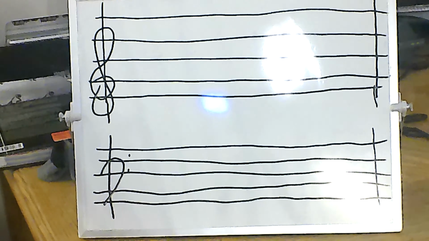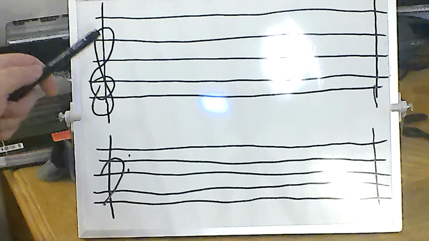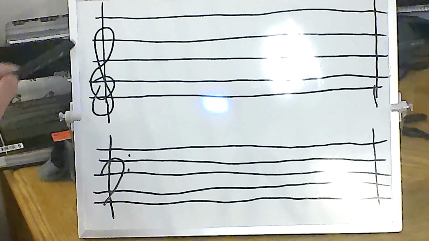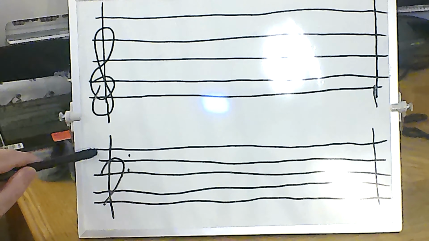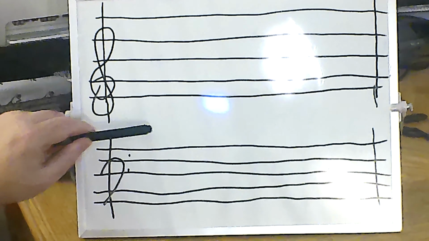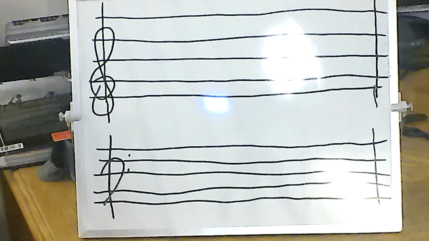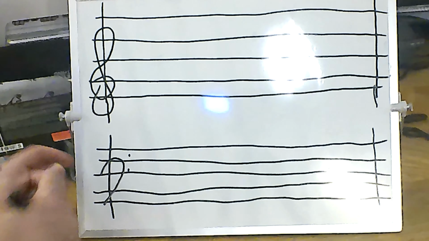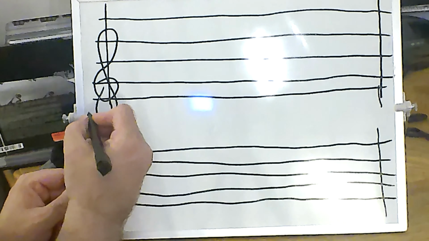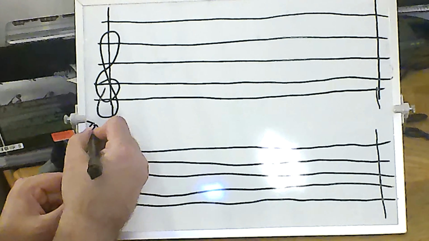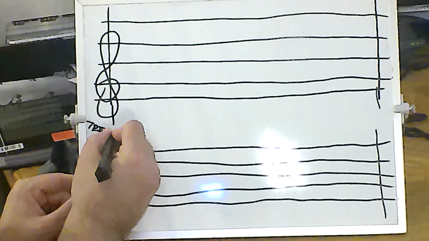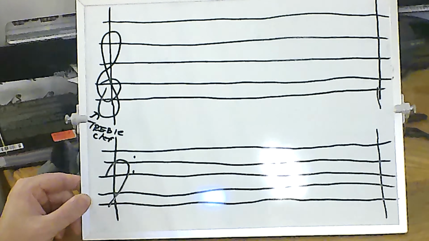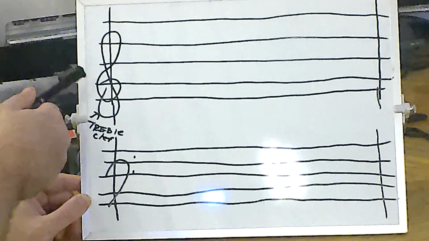Okay, so this is a drawing I have of the staff, right here. This is the staff. This is another version of the staff. This is actually called the grand staff. Now, in this part right here, this is the treble clef. That is the treble clef right there.